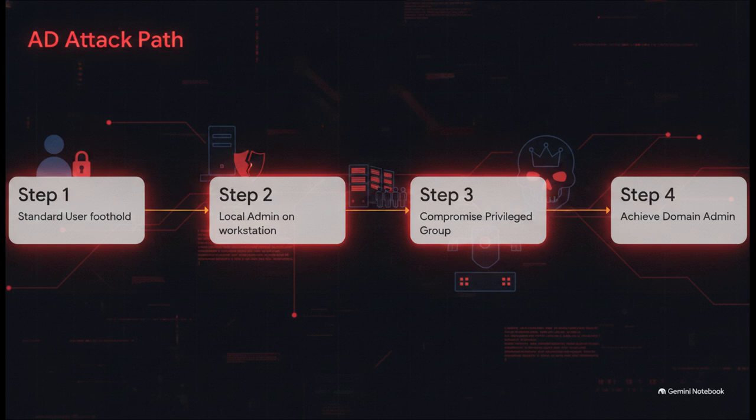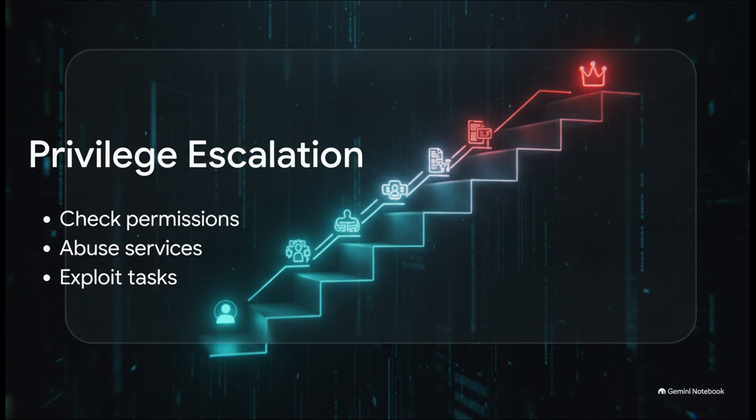They start off as just a standard user, maybe find a misconfiguration to become a local admin on a workstation, jump over to a server to compromise a privilege group, and ultimately achieve domain admin status. It's just a steady, calculated climb right up the privilege ladder. So how exactly do they climb that ladder?